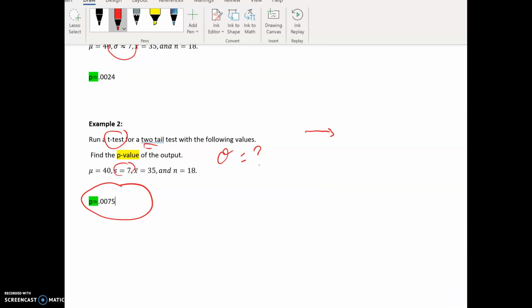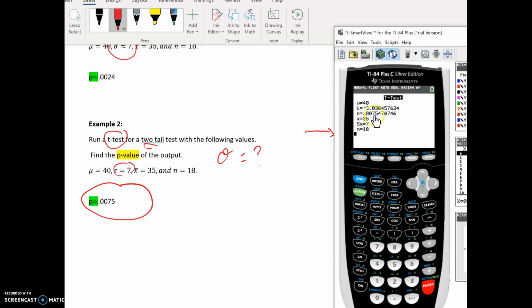So 0.0075, rounding to 4 decimal places. Now, this is the second picture. Please run it in the calculator and verify that you're matching with the results.